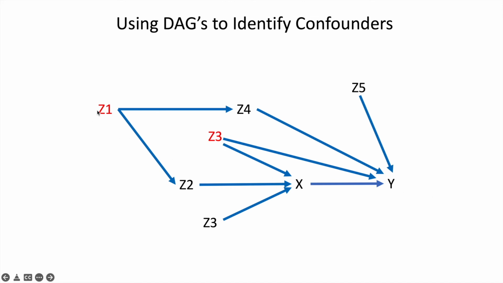And this one, although it's indirect, is technically causally related, although it goes through Z2 here to the exposure, and through Z4 here to the outcome. So by using this DAG, we were able to identify these two confounders.